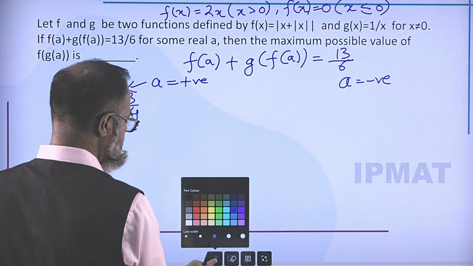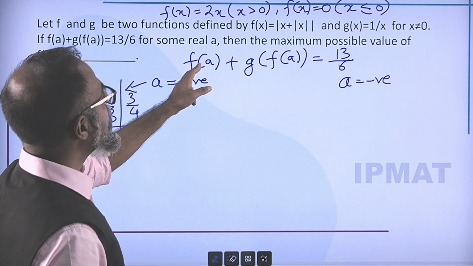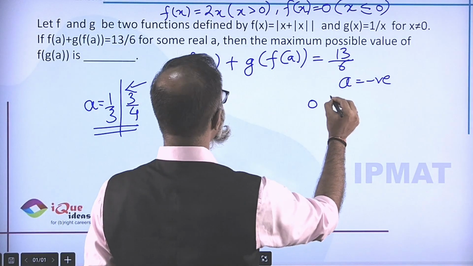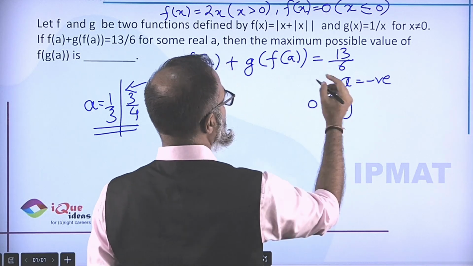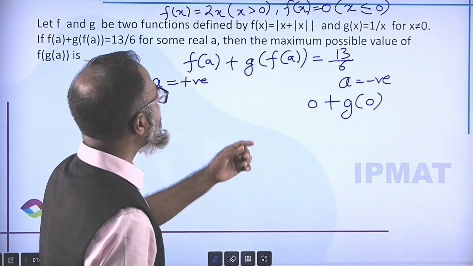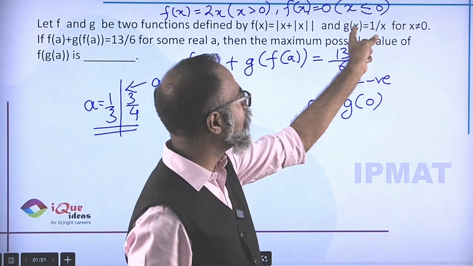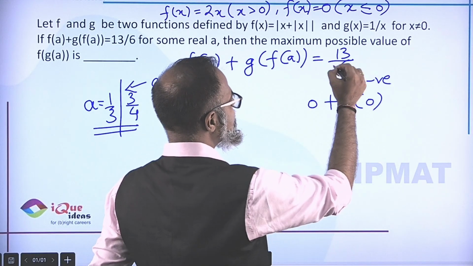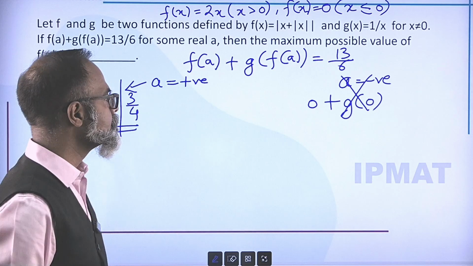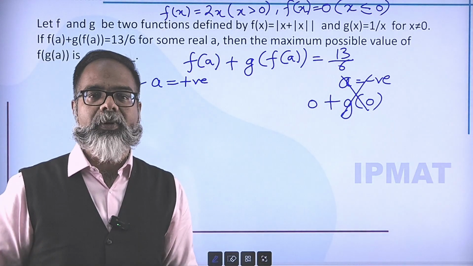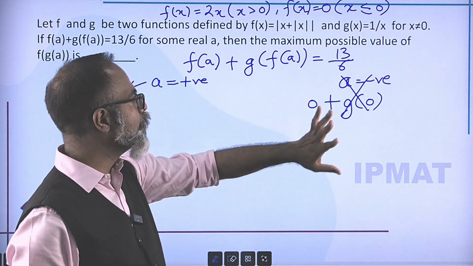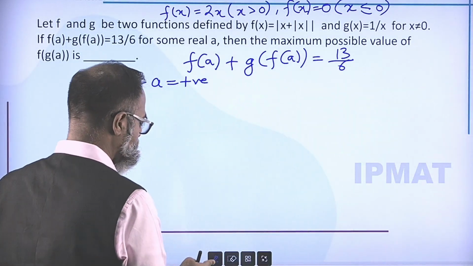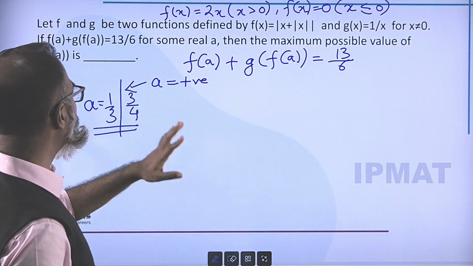In case a is negative, then f(a) is 0. So this becomes 0 plus g(f(a)) which is g(0). But I know the value of the number x cannot be 0, so g(0) cannot be defined. So this second scenario is not going to exist, right? So a is not going to be a negative number, and I don't have to worry about that. Now I am left with only two possible values of a: either a is 1/3 or 3/4.